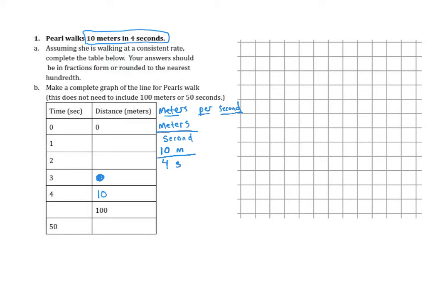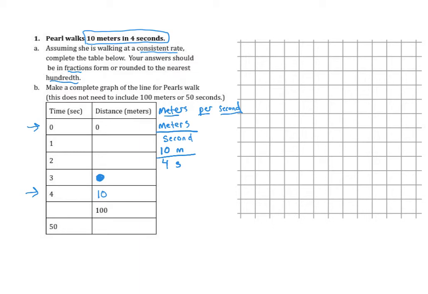Okay, let's start plucking away at this. So assuming she's walking at a constant rate, we need to complete this table, and we can have our answers be fractions or decimals rounded to the nearest hundredth. All right, let's do it. Well, we know right away that if she has walked for 0 seconds, she's gone 0 meters. And we have right here that when she walked 4 seconds, she went 10 meters. Let's fill out the rest.